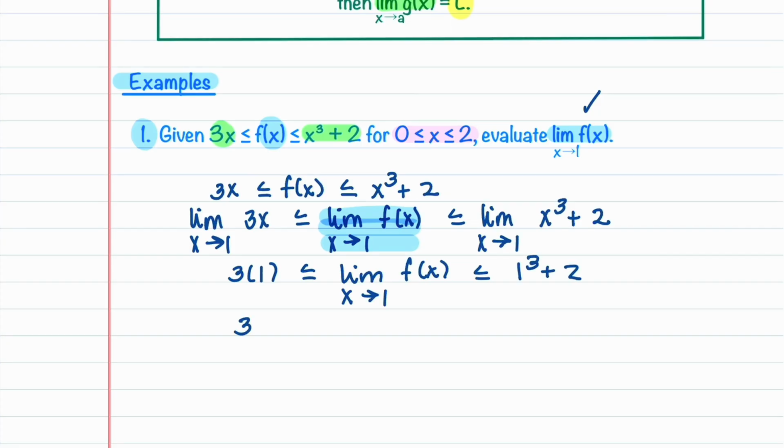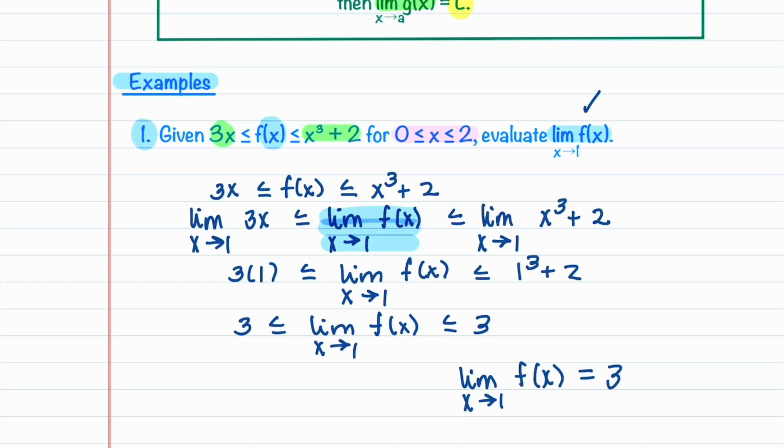So we see that on the left, we have a 3. And on the right, we also have a 3. We can use the squeeze theorem then to conclude that the limit as x goes to 1 of f of x is equal to 3.